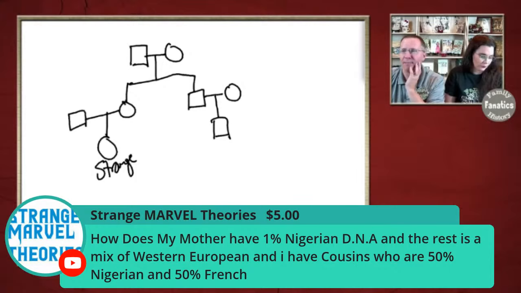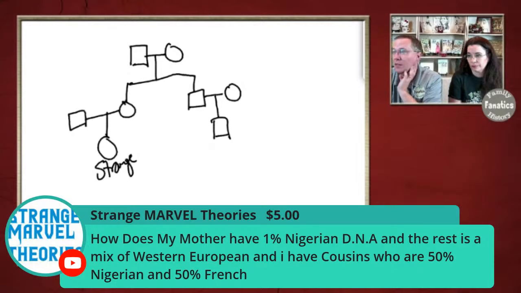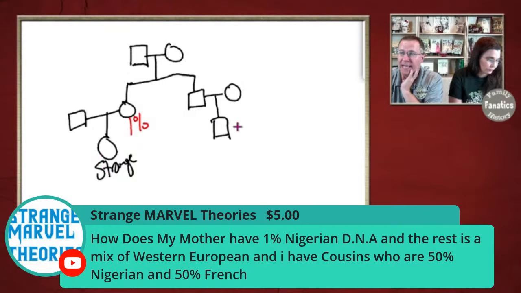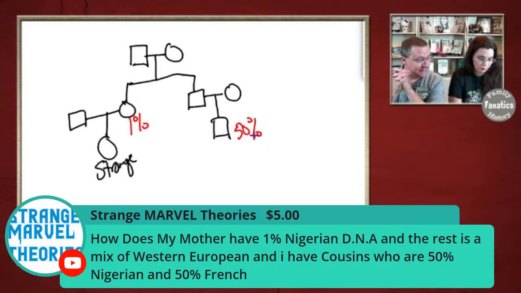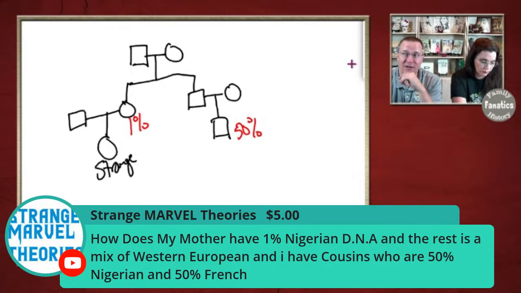So Strange's mother here is 1% Nigerian, and that's the one that we're concerned with here. But Strange has a cousin that is 50% Nigerian. So how is it that this is possible through DNA? Here is the key: we always have to take into account where people got their DNA from. Since this is only two generations that we're looking at, there's really only one major way that I can see, although with some of the ways that the companies calculate it, there might be another.